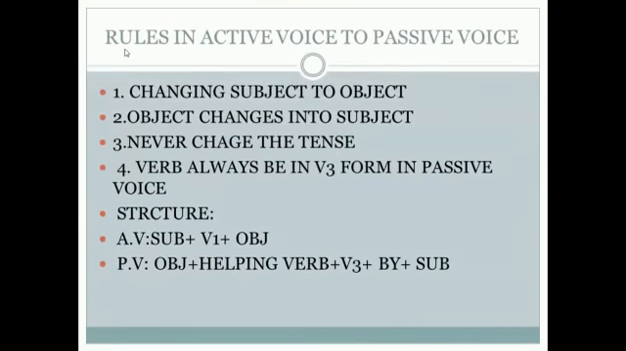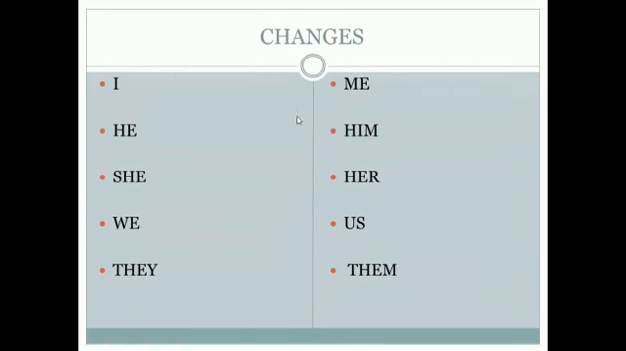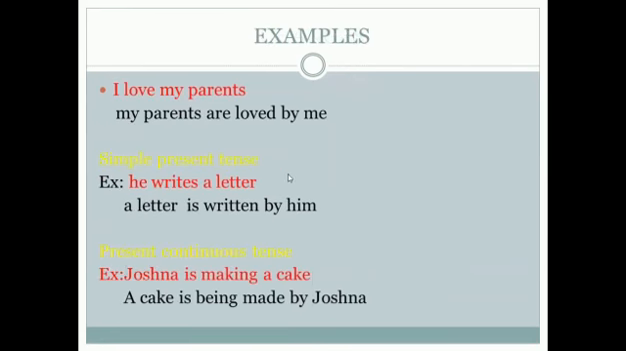So there are some basic rules when converting from active voice to passive voice. First, the subject will change into the object, and the object will change into the subject, and we should never change the tense of the sentence, and the verb should always be in V3 form in passive voice. The structure of active voice is subject plus V1 plus object. When it changes into passive voice, it becomes object plus helping verb plus V3 plus by plus subject. So I changes into me, he changes into him, she changes into her, we changes into us, they changes into them.